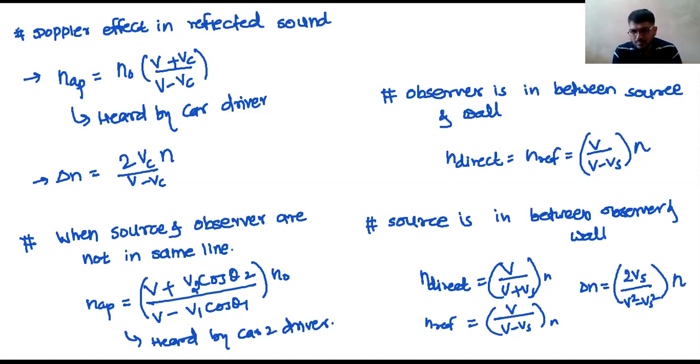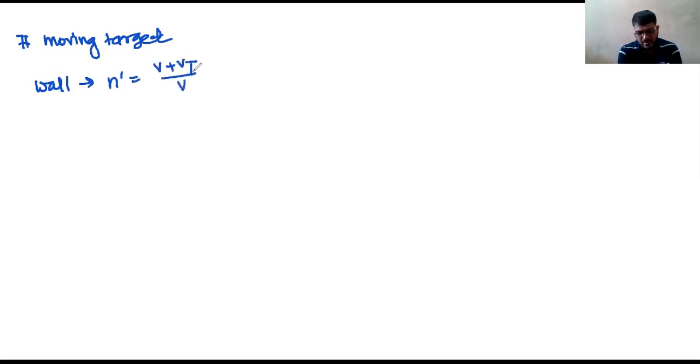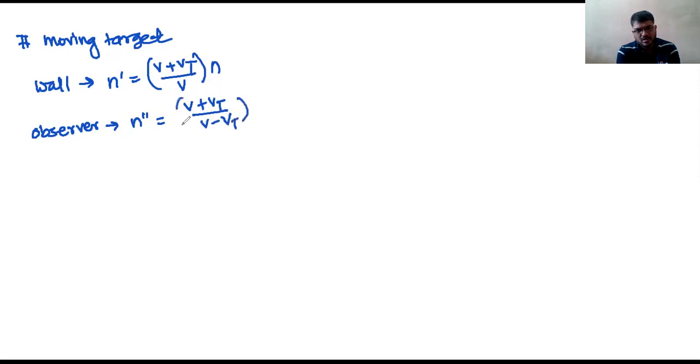Next, now suppose target is moving, that is wall is moving. For moving target you are having, for wall you will have frequency N dash is equal to V plus Vt by V into N. And for observer, N double dash is equal to V plus Vt divided by V minus Vt into N.